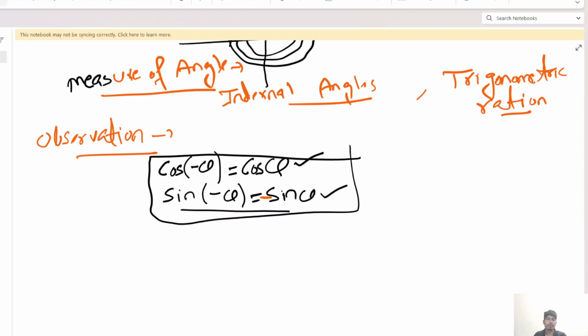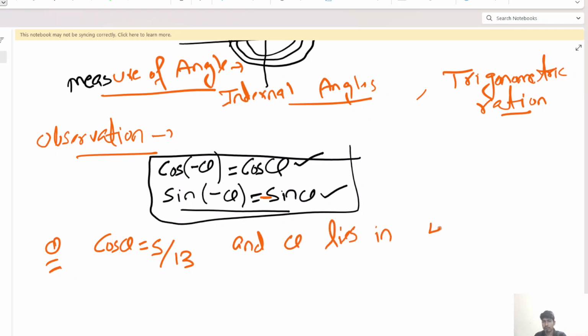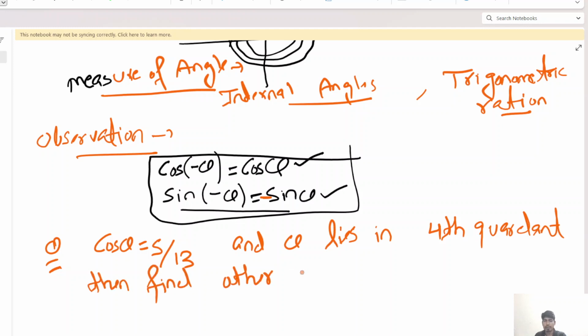Now we do a question. What is our question? Given cos theta is 5 upon 13 and theta lies in the fourth quadrant, find the value of other trigonometric ratios. Okay, this is our question.